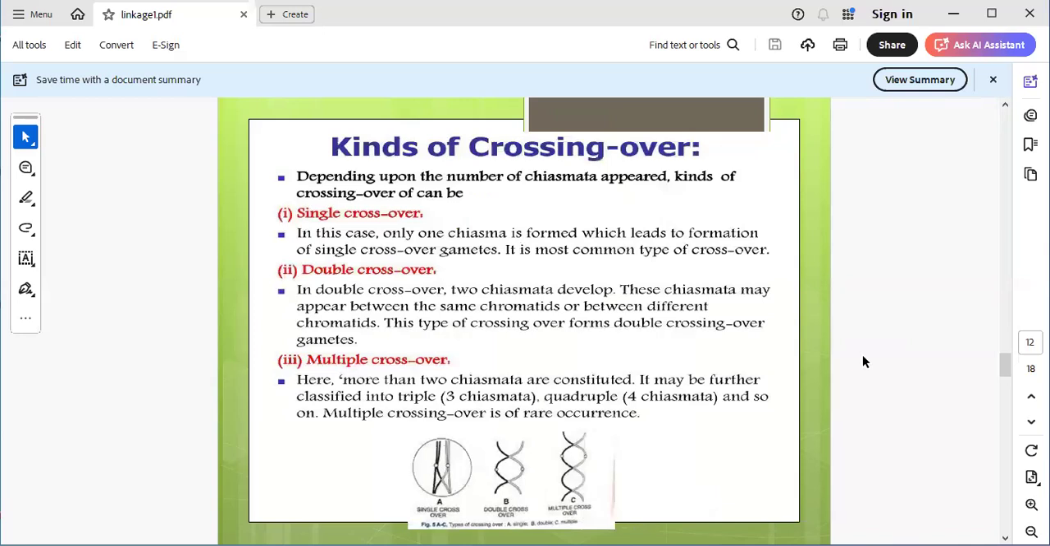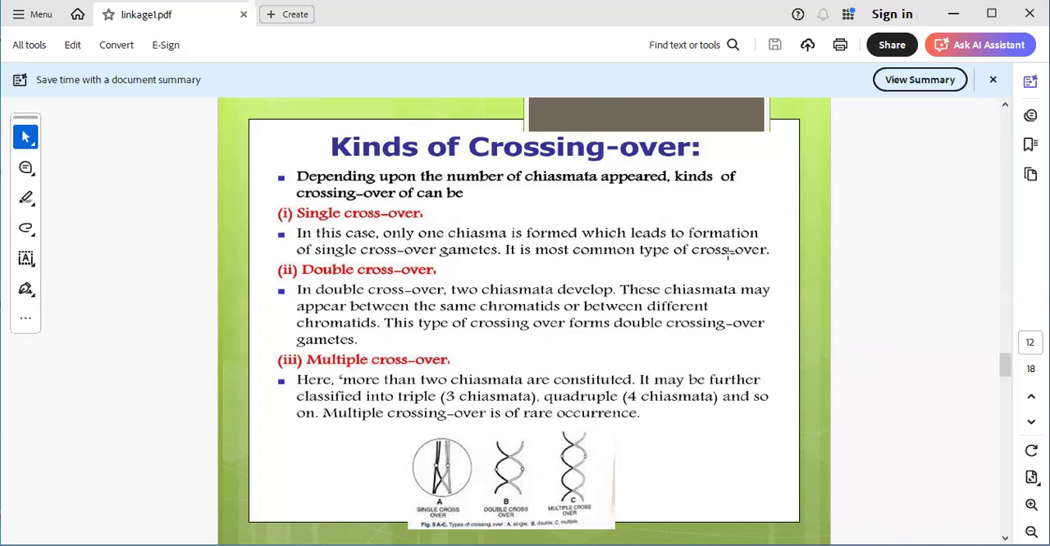So, kinds of crossing over. This is very, very important. You can understand the 2-point test cross problem and 3-point test cross problem based on this only. Depending upon the number of chiasmata appearing, crossing over can be classified like this: single crossover, double crossover, multiple crossover. What is meant by single crossover? Single crossover is where only one chiasma is formed, which leads to the formation of single crossover gametes.